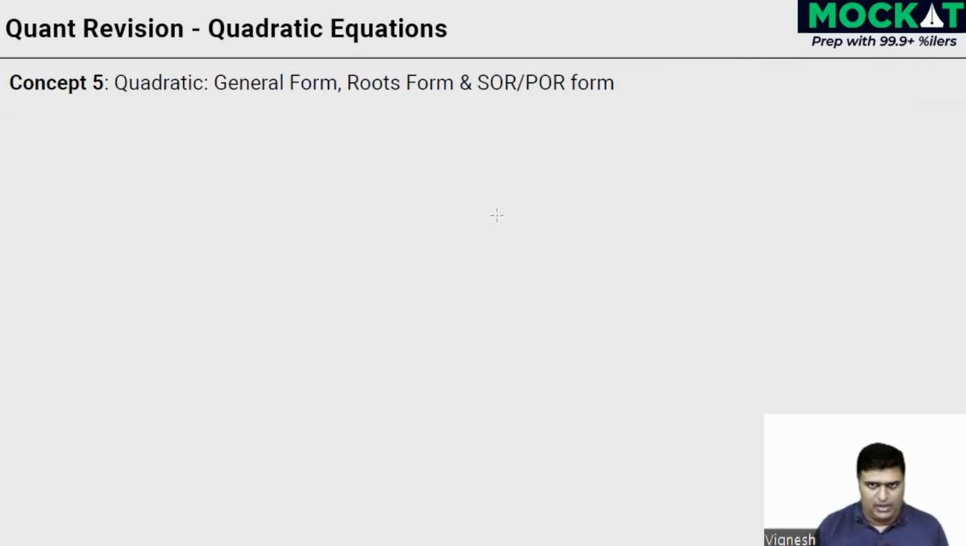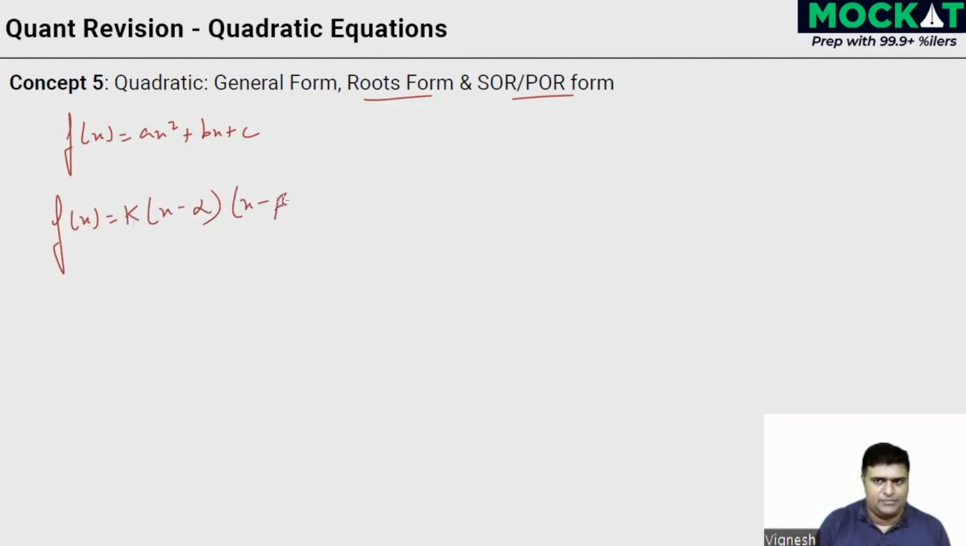Let's move to concept 5 over here. A quadratic, what's the general form? We just saw it at the start itself, right? f of x equals ax square plus bx plus c, right? Now, what is the roots form and SOR, POR and all of that? Sum of roots, product of roots stuff, right? A roots form in which you can write down this quadratic expression is going to be k into x minus alpha into x minus beta, right? Remember that. And when you expand this, what are you going to get? You're going to get kx square minus alpha plus beta into k into x and all of that, right? So you can expand and write it this way.